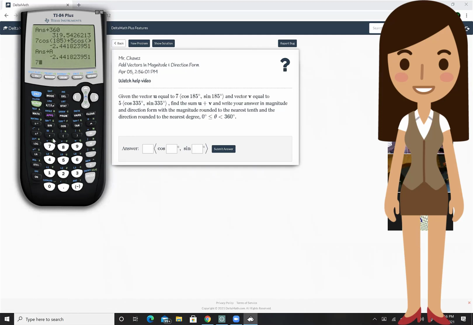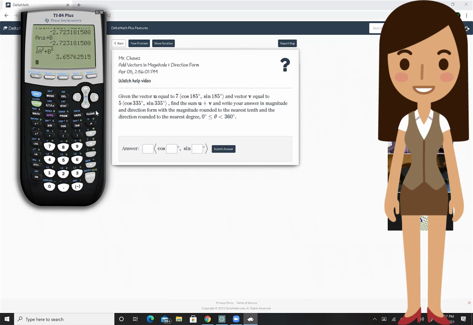Do the same thing for the y value. So 7 sine 185 plus 5 sine 335. Hopefully I haven't made any mistakes. Let me know if I did, guys. I'm going to store that to B. And then look, you just go second square root alpha A squared. You're just doing Pythagorean theorem, guys. Plus alpha B squared.